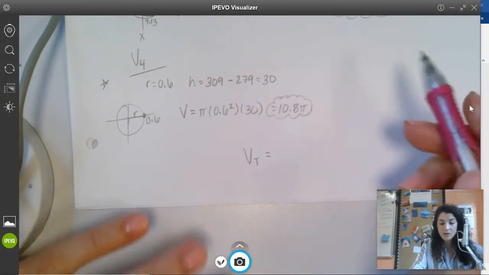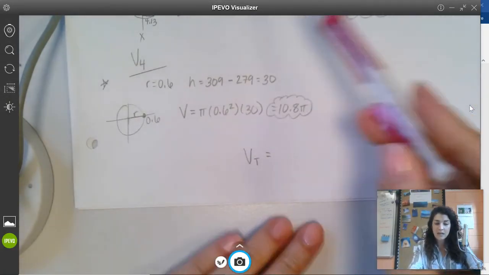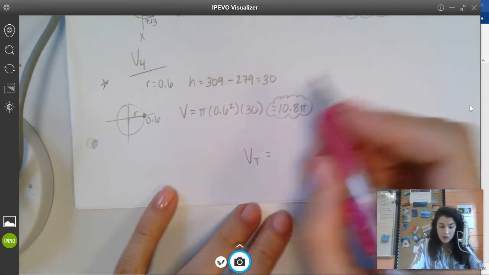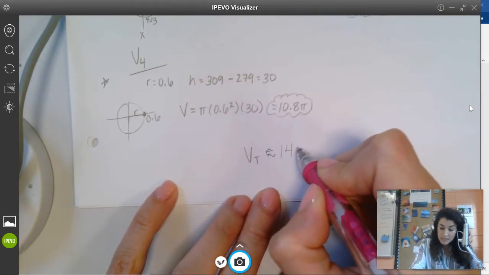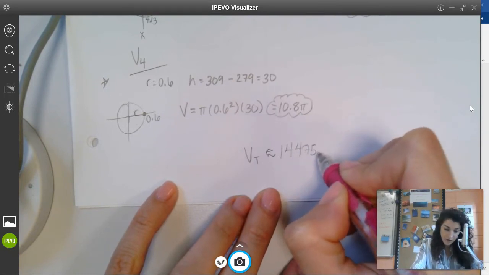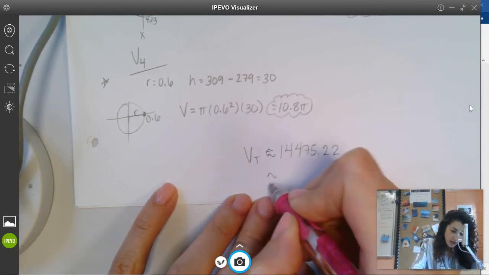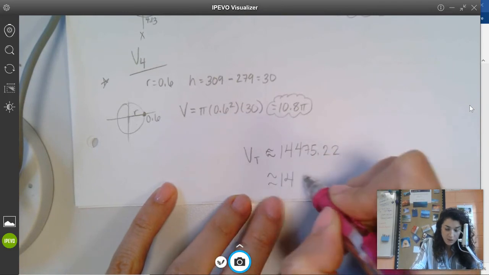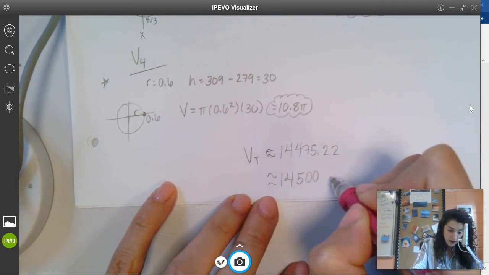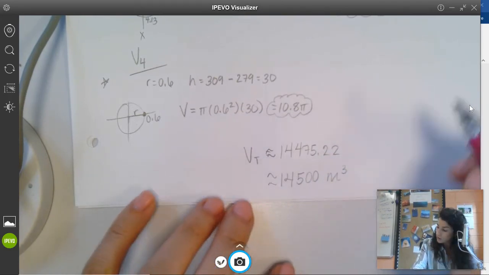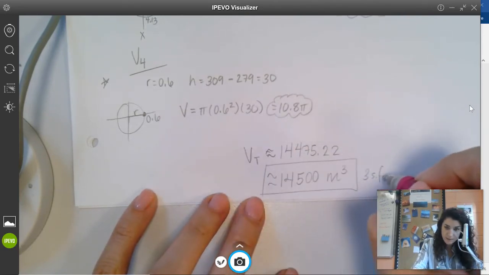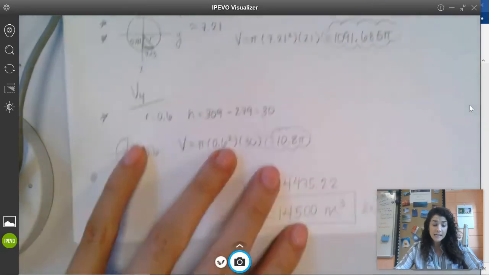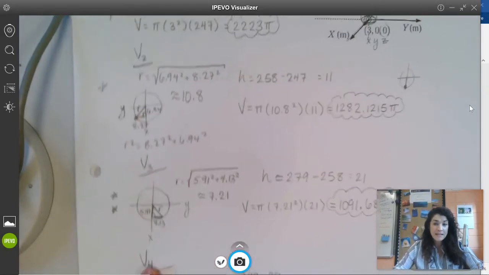So you take all of those guys, the exact values, and you add them up. You get about 14,475.22. And so to 3 sig figs, that's 14,500 meters cubed. 3 sig figs.